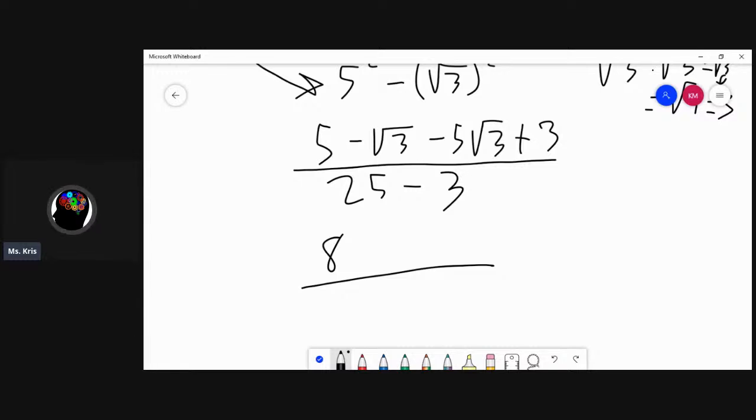Well, of course, if there's no number in front, it's understood as a positive or negative 1. So minus square root of 3 minus 5 square roots of 3. Like terms, you add, which gives me minus 6 square roots of 3. And of course, 25 minus 3 gives me 22.